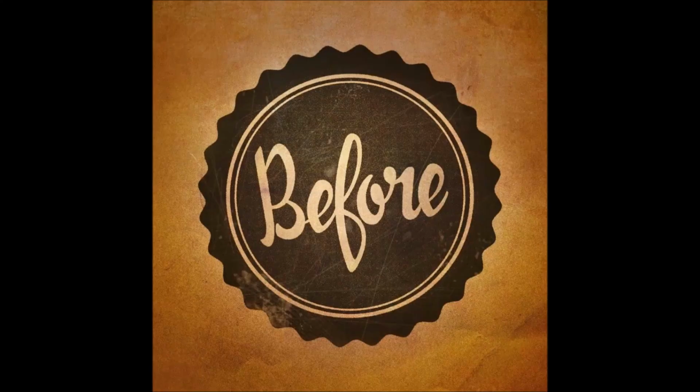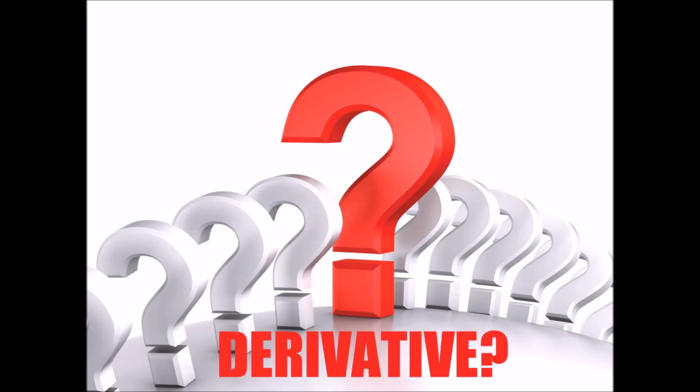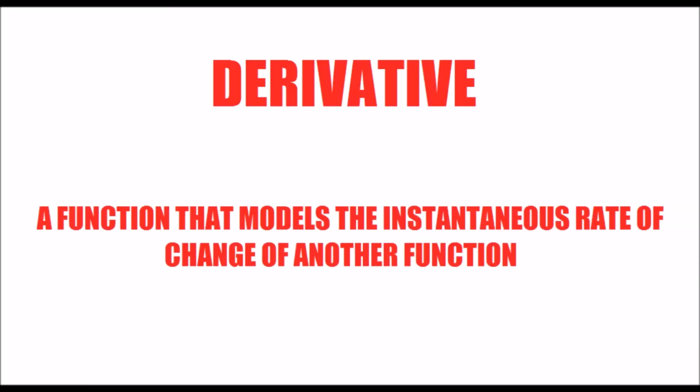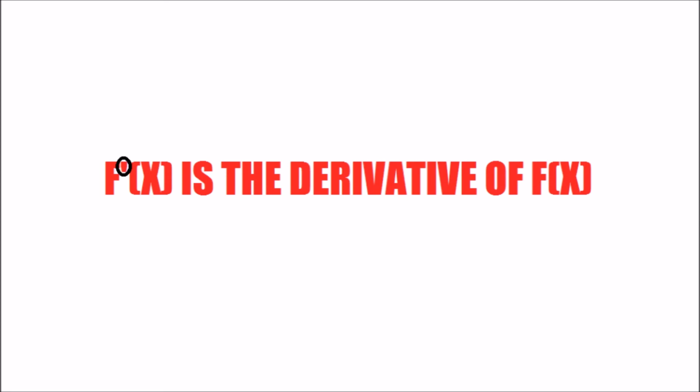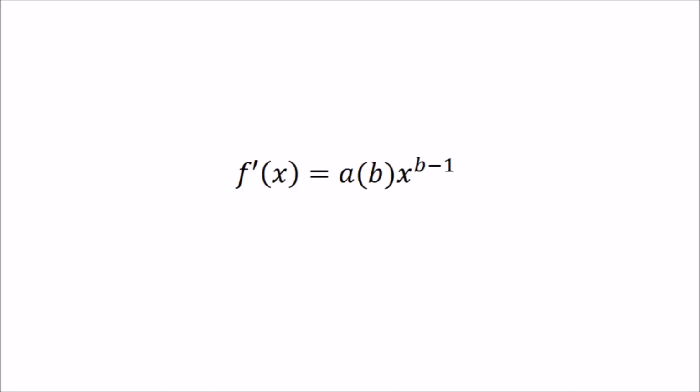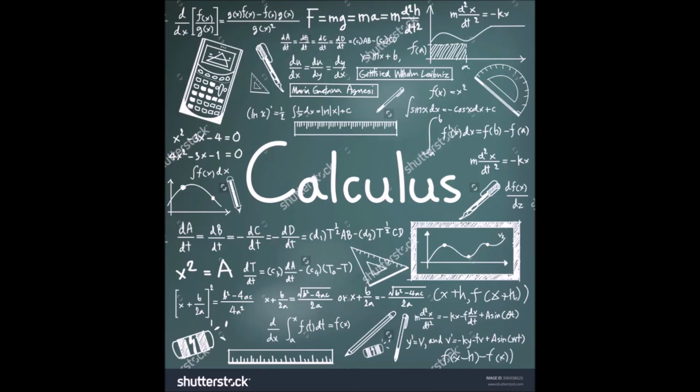In order to answer the last part of the question, we must first understand what a derivative is. A derivative is a function that models the instantaneous rate of change of another function. A derivative can be expressed as v prime of x if the original function is v of x. The prime indicates that it is a derivative. Generally, a derivative can be found by multiplying the coefficient by the exponent of the variable and subtracting said exponent by 1. There are additional rules depending on the type of function and the situation. This is the foundation on which calculus is built upon.